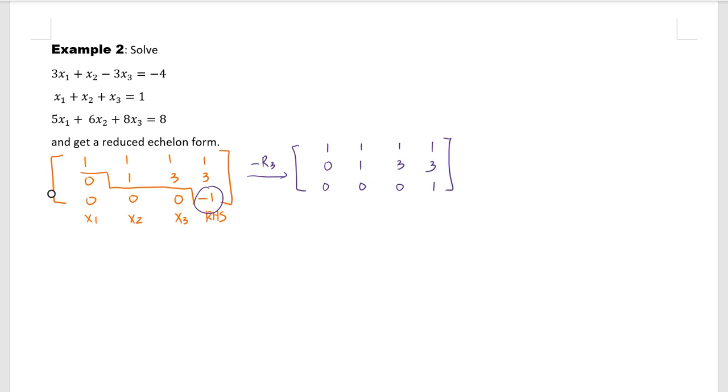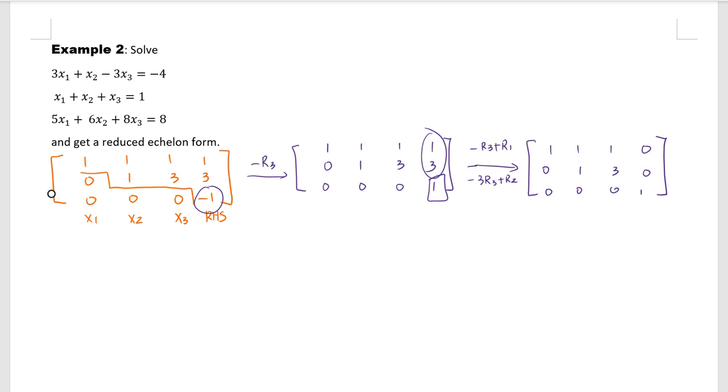Next, we can use this to kill the entries above it. Because all these entries are zeros, it won't change the first 3 columns, but just the last column will change. How do we get rid of this 1? We can use minus R3 added to R1. How do we get rid of the 3? Minus 3 R3 plus R2. Then we get 1, 1, 1, 0, 0, 1, 3, 0, 0, 0, 0, 1.